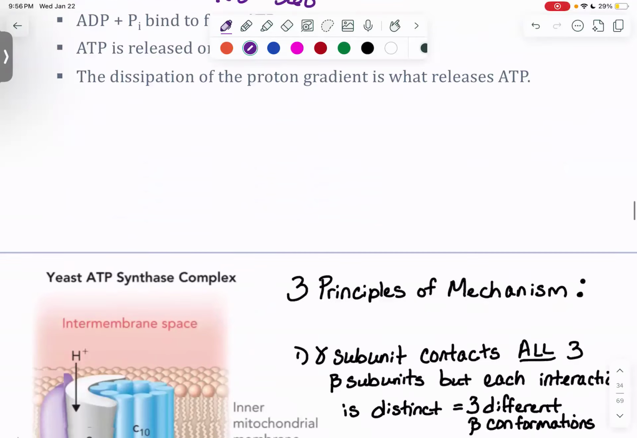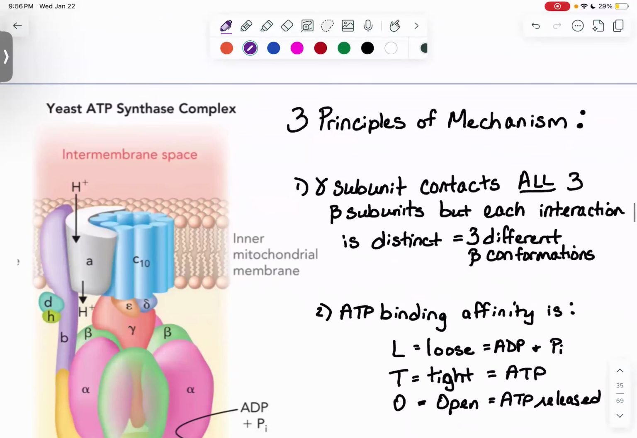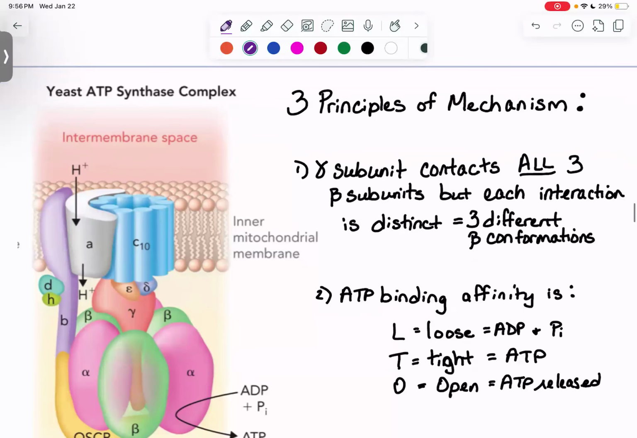So I want to go into just a little bit more detail, just so that you have some really nice written notes that explain how this works. So there's 3 really core principles of this mechanism. And this is really important. So when we talk about the subunits, this orange subunit right here, we call that the rotor. It's part of the rotor. And it contacts all 3 of the beta subunits, but it doesn't fit perfectly down the center.